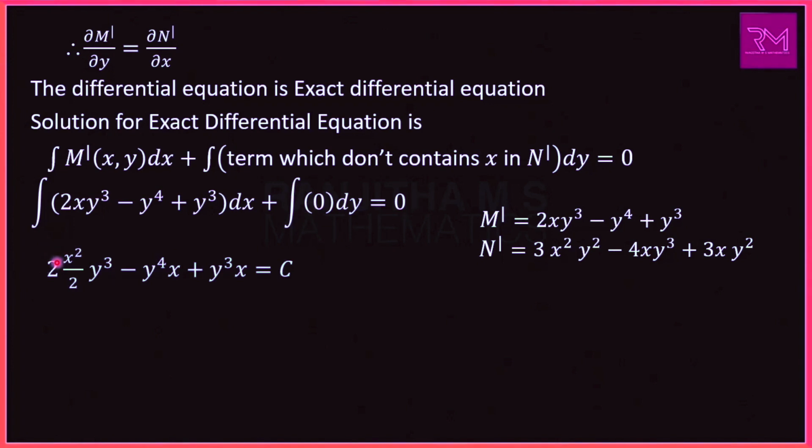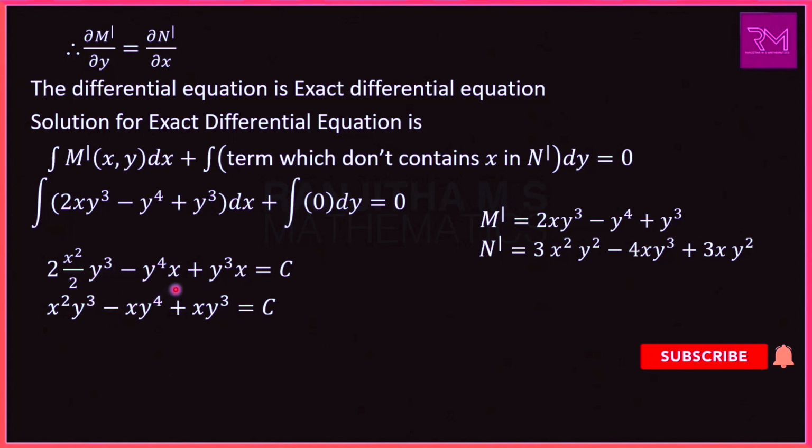Hence, expanding the integration we get, here 2 into y cube is constant, take as it is. Here integration of x with respect to x is x square by 2, minus y power 4 is constant, take as it is, into here we have remaining 1. Integral of 1 dx is x, plus y cube is constant, take as it is, into here also 1, integration of 1 is x, which is equal to some arbitrary constant c. Here 2 gets cancelled, remaining is x square y cube minus x y power 4 plus x y cube, which is equal to c. This is the solution for the given differential equation. This completes the problem.